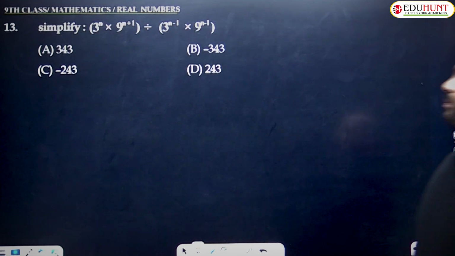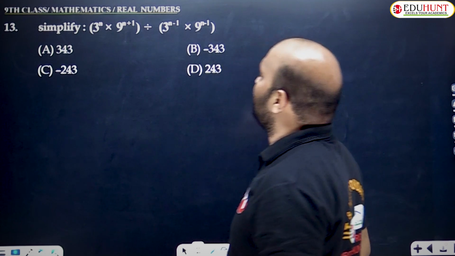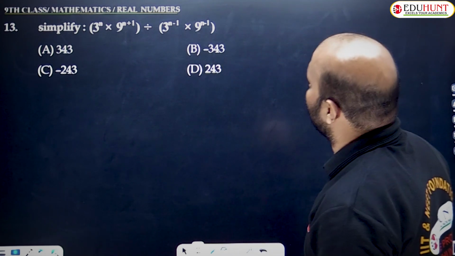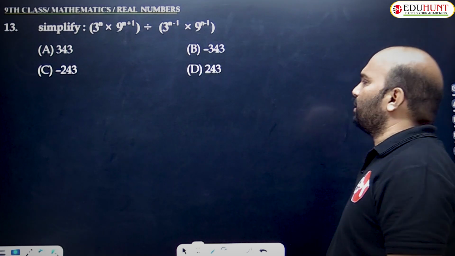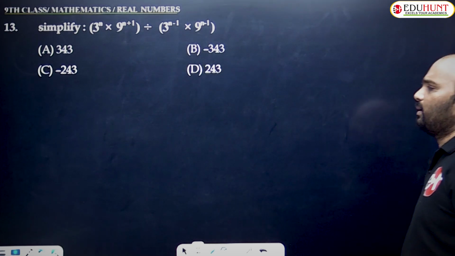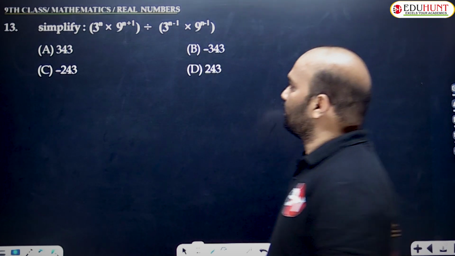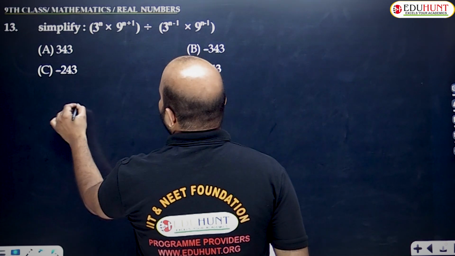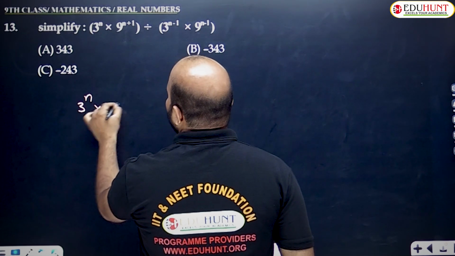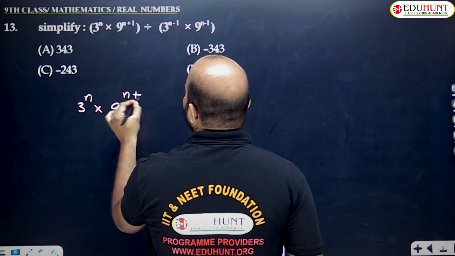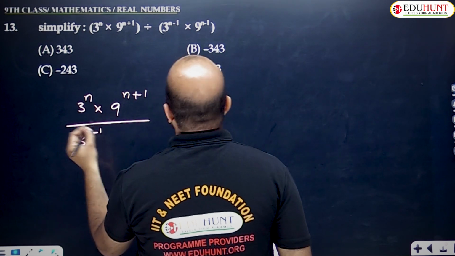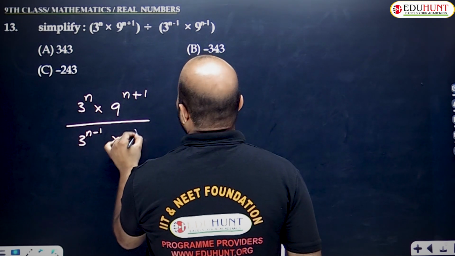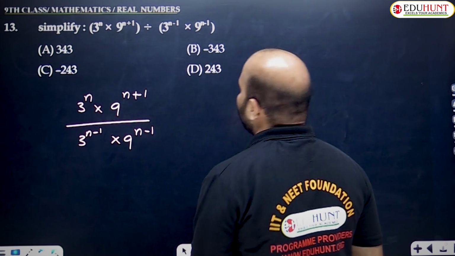So let's go to question number 13. Simplify 3 power n into 9 power n plus 1 divided by 3 power n minus 1 into 9 power n minus 1. Option A 343, option B minus 343, option C minus 243, option D 243. So what is the given equation? 3 power n into 9 power n plus 1 is divided by 3 power n minus 1 into 9 power n minus 1. So simplify the following equation.